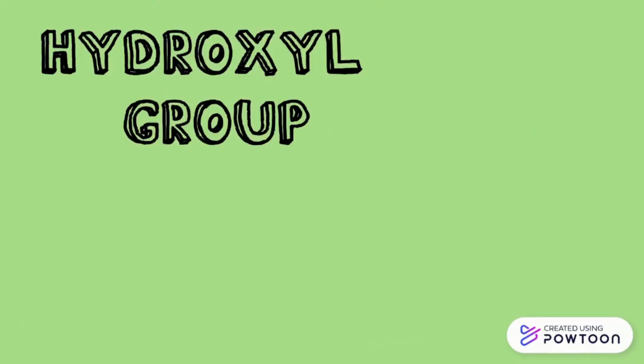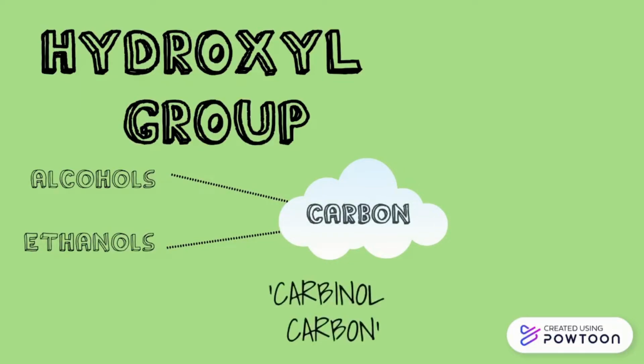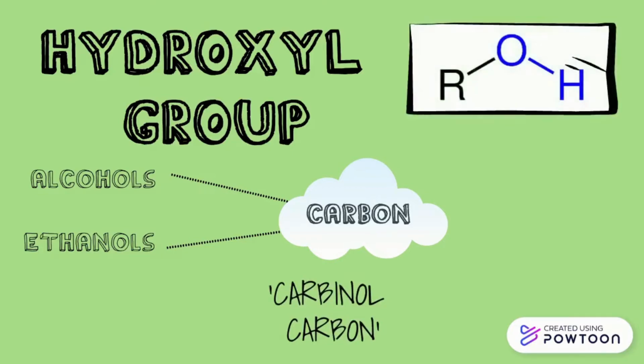The first group that we have here is the hydroxyl group. Alcohols or ethanols are chemical molecules that are directly linked to carbon and include the hydroxyl functional group, OH. Carbonyl carbon is this carbon that is directly related to OH. This generic formula represents alcohol, where R is an alkyl group.